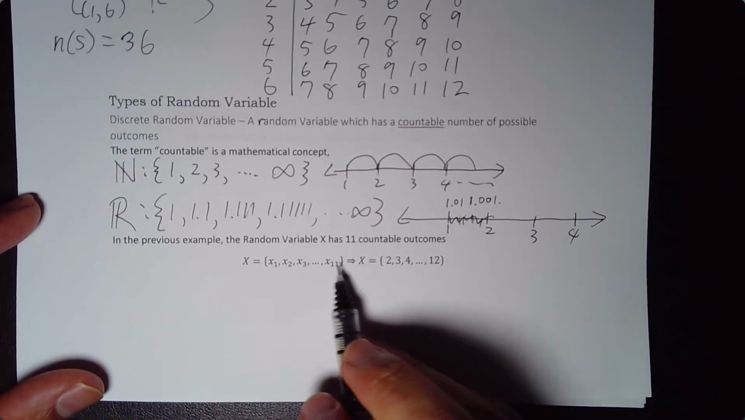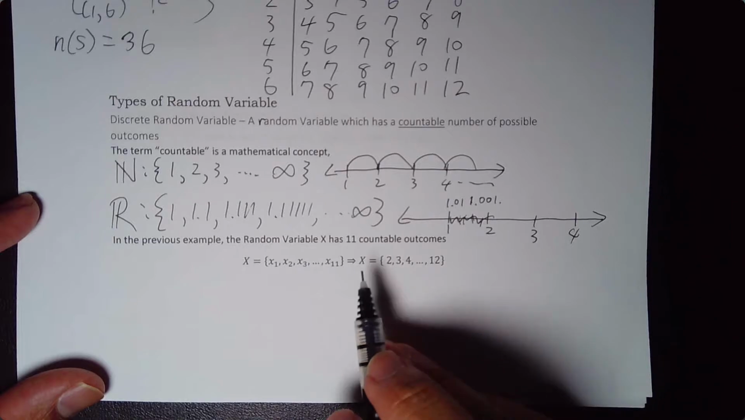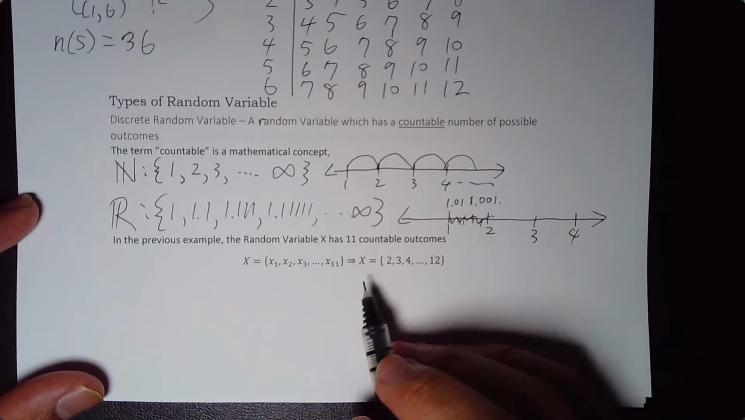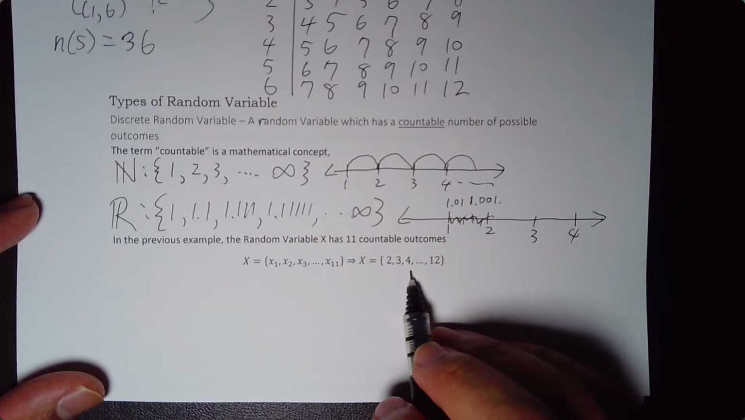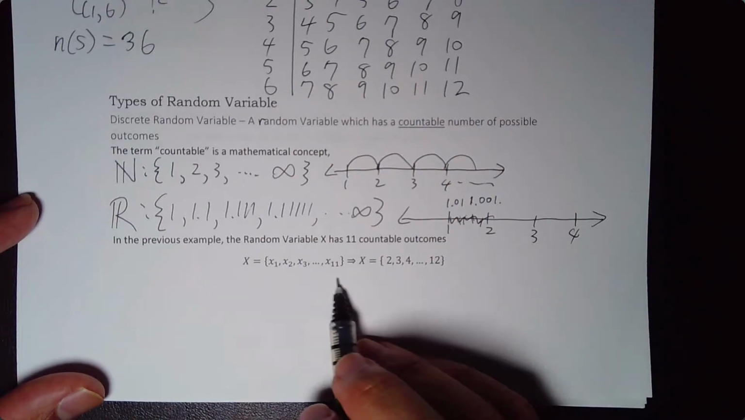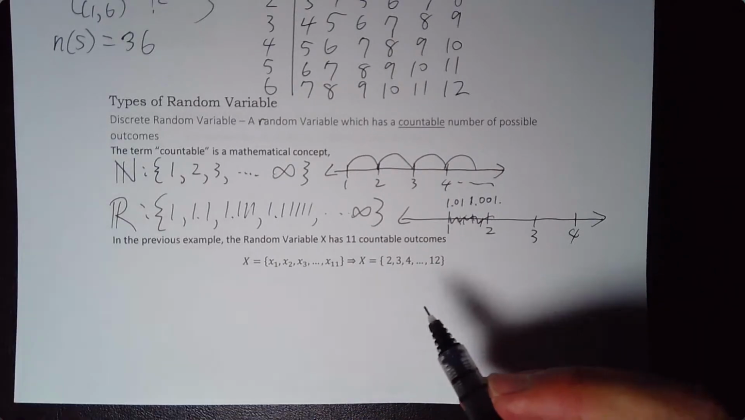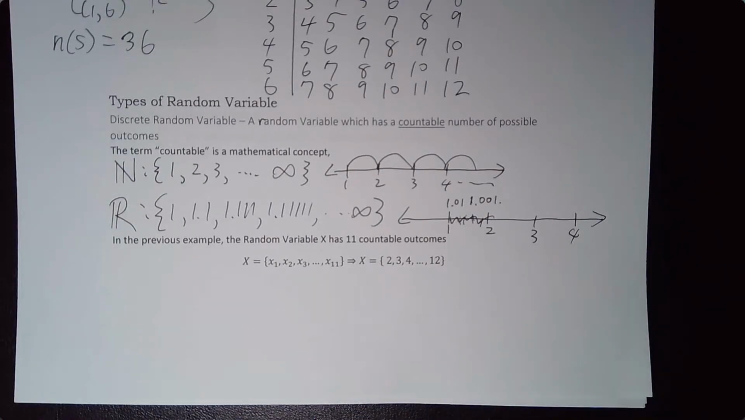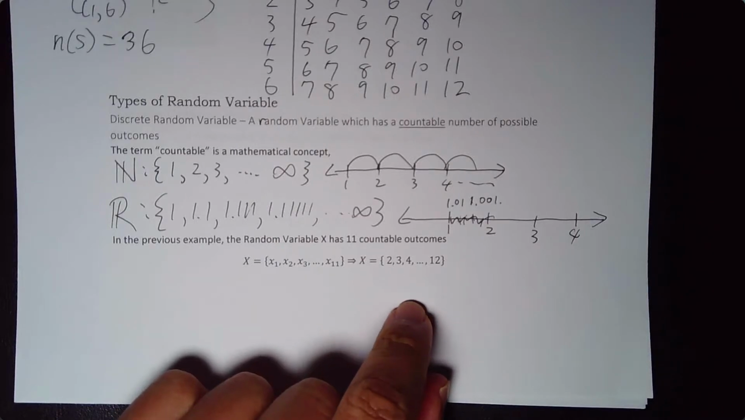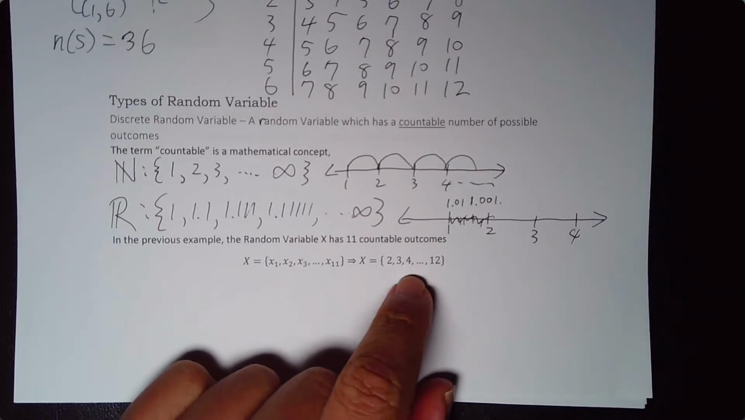So in the previous example, the random variable x has 11 countable outcomes, all the way from 2, 3, 4, all the way to 12. That is possible when you roll 2 dice, and if you define x as the sum of the outcomes, then there are a total of 11 different outcomes possible.